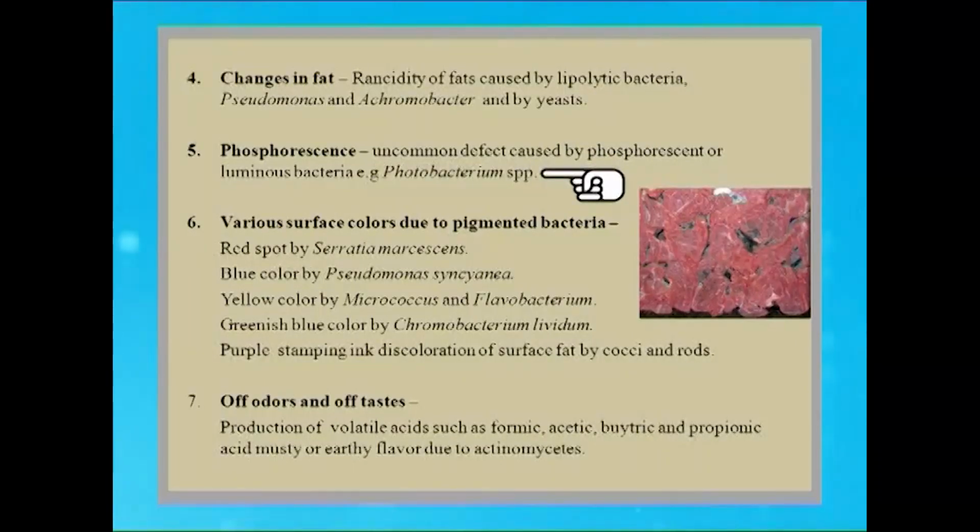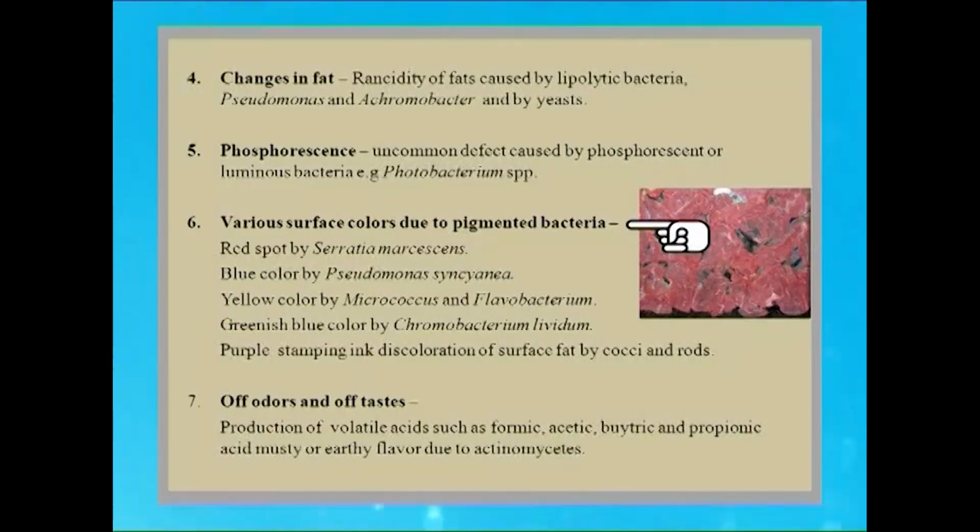Phosphorescence is a very uncommon defect that is encountered, but this can be very well seen if you keep the meat in the dark and you are able to see a phosphorescence, that is, a light coming out in that dark. This may be due to the luminescence created by a bacteria known as Photobacterium.